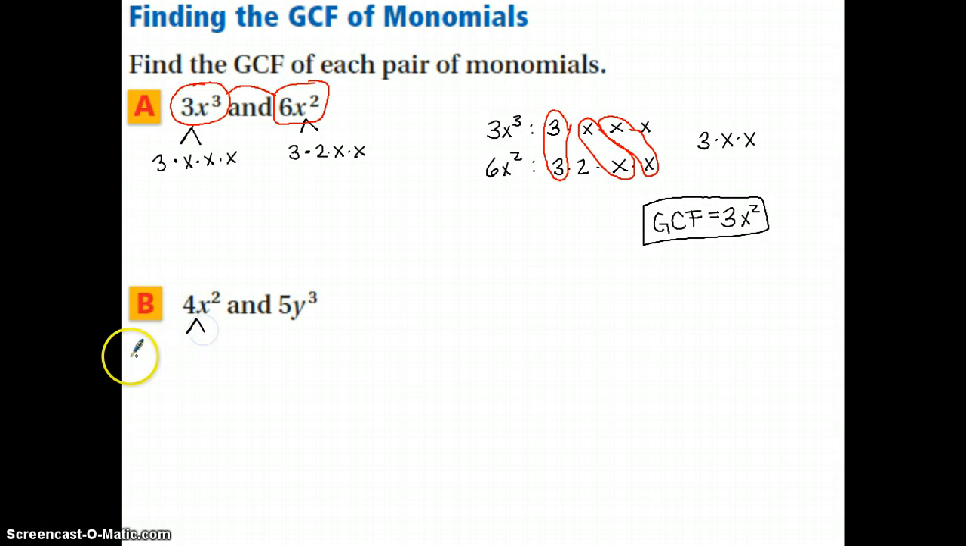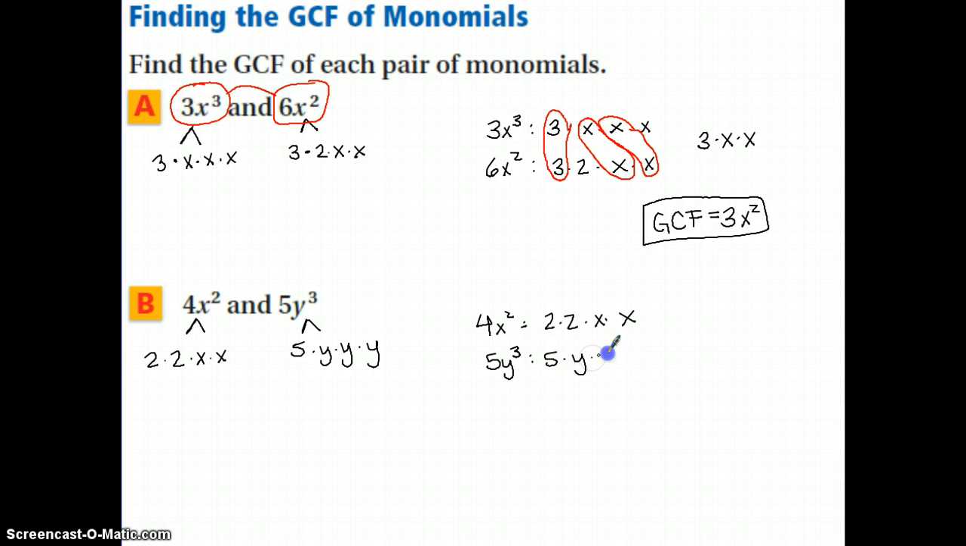We'll break down our 4x squared to get 2 times x times x. And 5y to the third is 5 times y times y times y. So 4x squared, that broke down into 2 times x times x, while 5y to the third broke down into 5 times y times y times y.